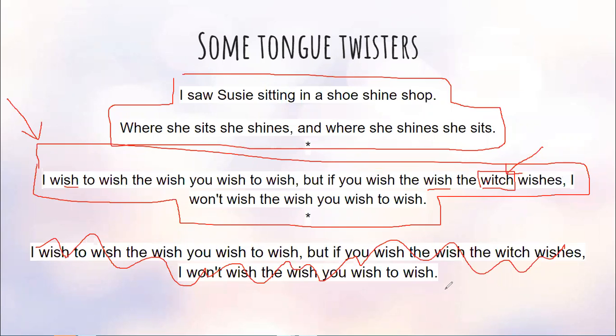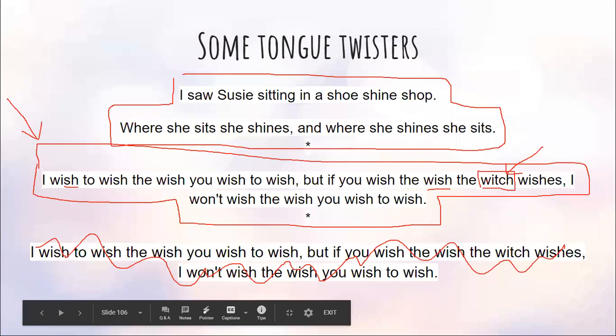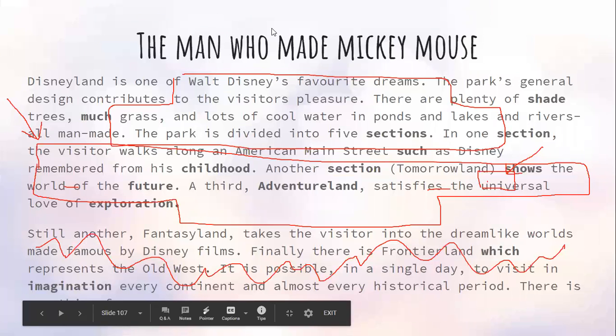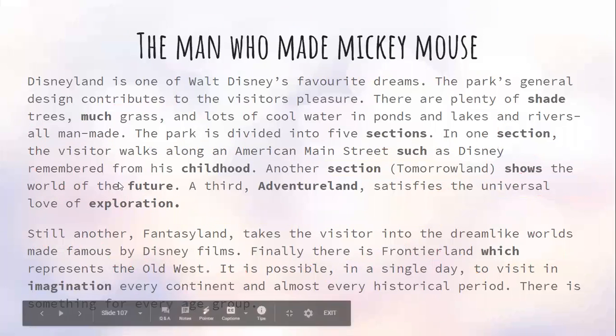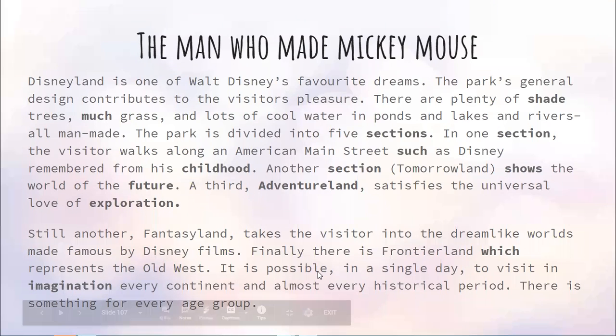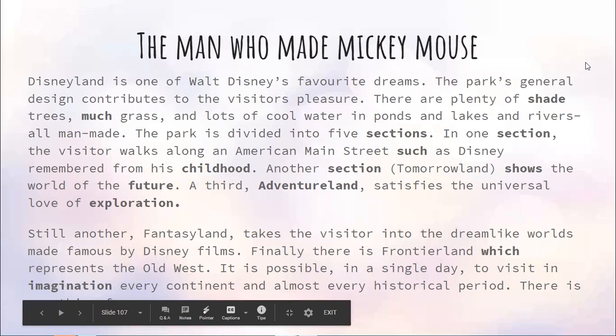In any case. I wish to wish. Yeah. Anyhow. So here we have a text that I'll give you as homework. Very similar to the one that we did. I'm going to give you homework later, but we're going to record it anyway. So it's the man who made Mickey Mouse. And it says like this.